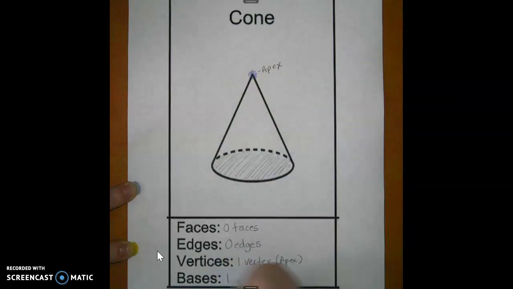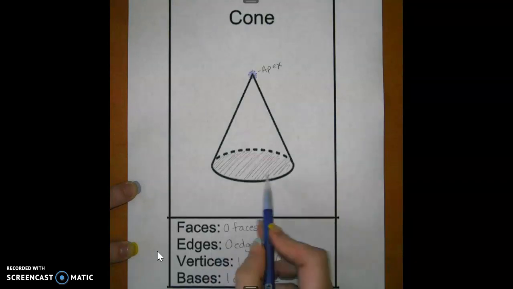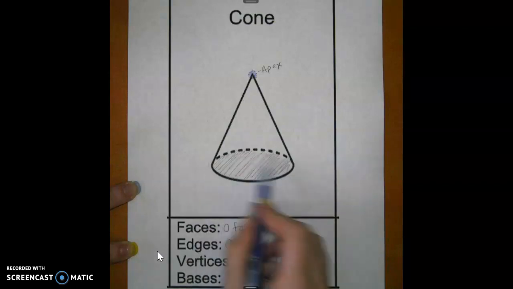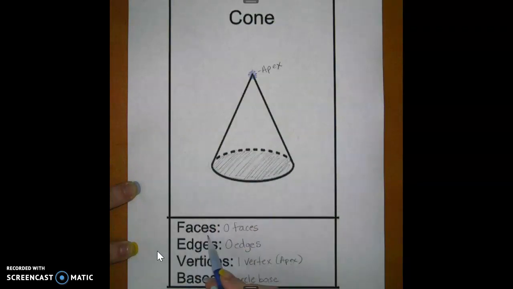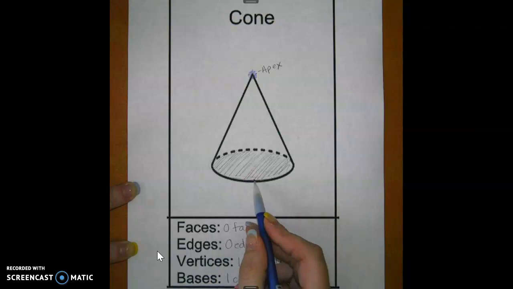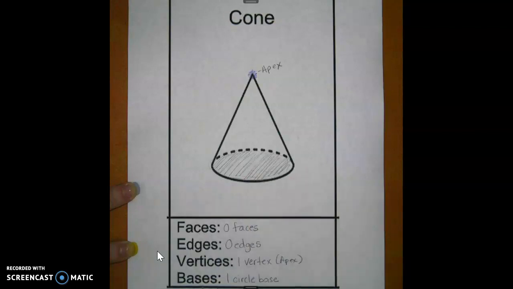So I have one circle base, because to be a base, it doesn't have to be a polygon. To be a face, it has to be a polygon. So this circle down here cannot be counted as a face since it's a circle and circles are not polygons, but it can be counted as a base since it is the flat surface that it rests on.